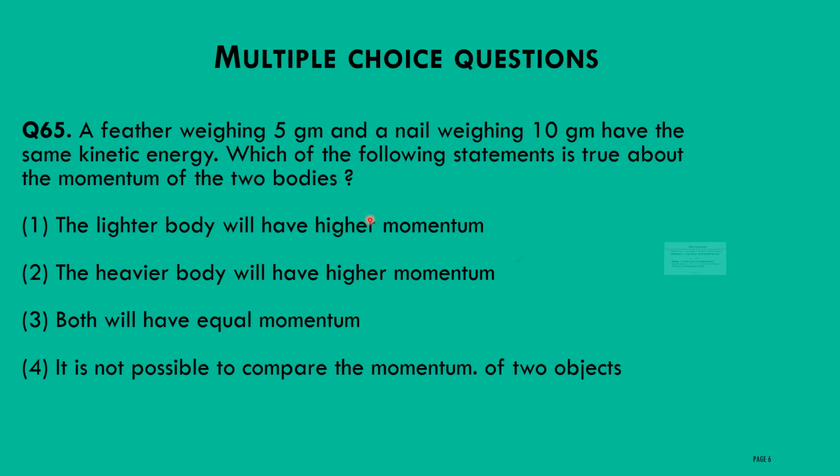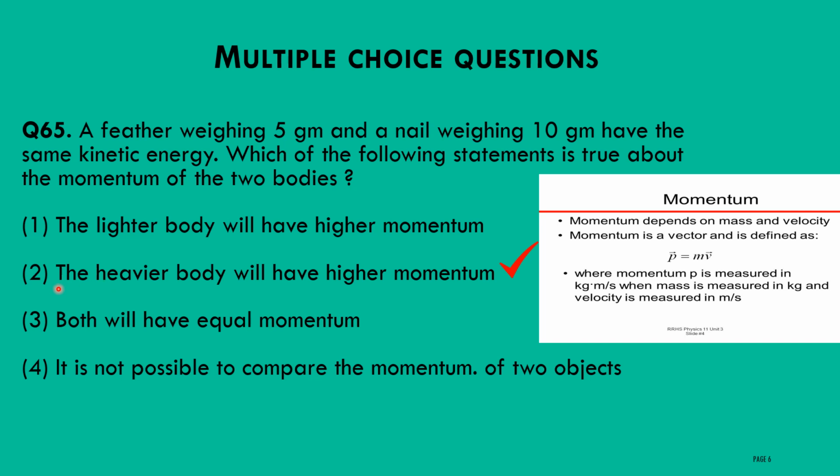Let us see the correct answer. The correct answer is heavier body will have higher momentum. Let us discuss in detail. Momentum depends upon mass and also velocity. Momentum is a vector. What is meant by vector? Vector is nothing but it has both magnitude and also direction.